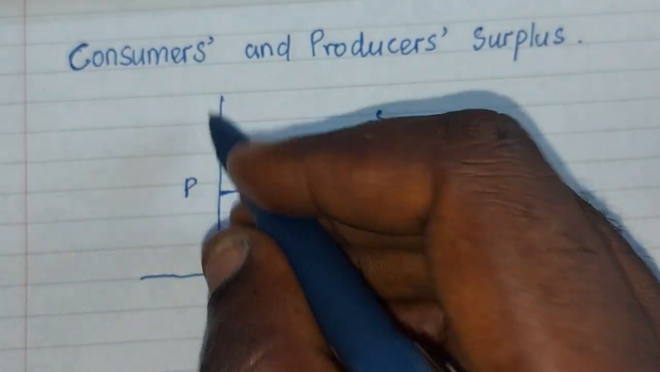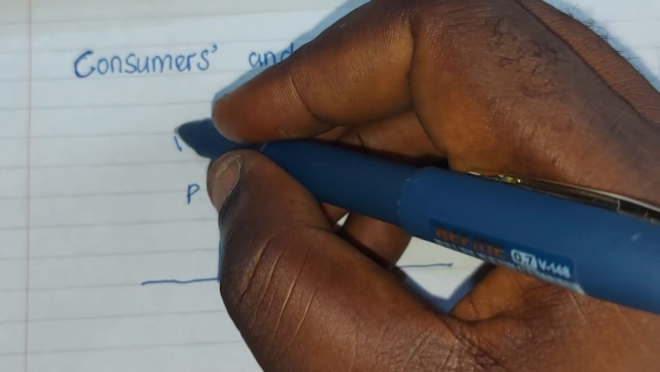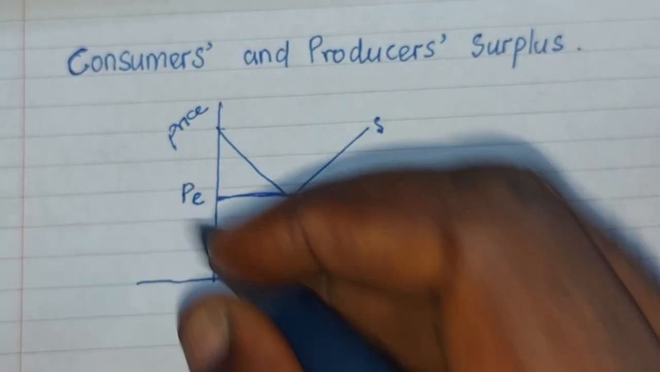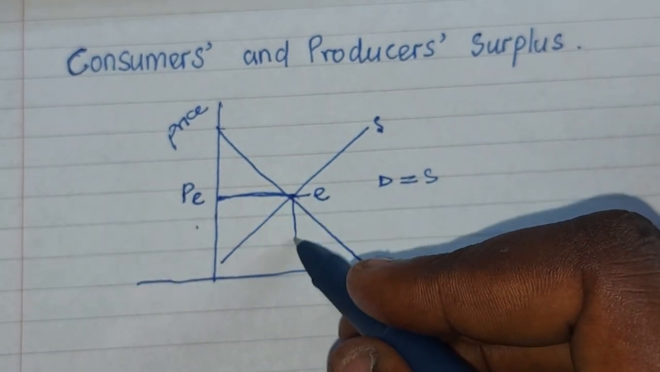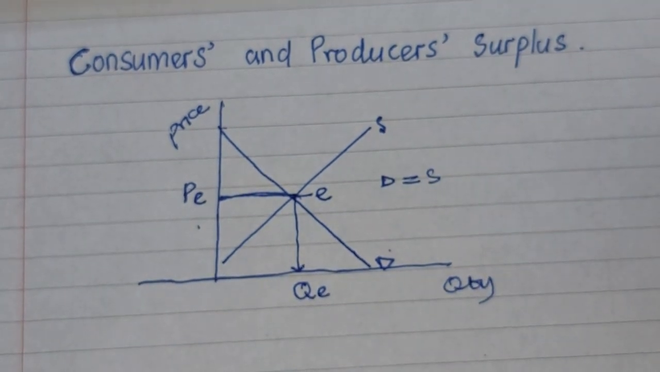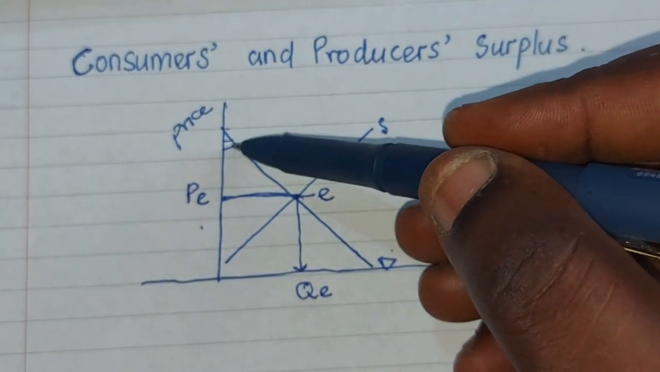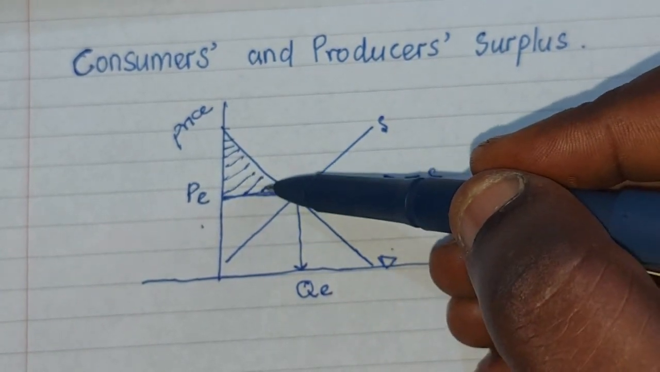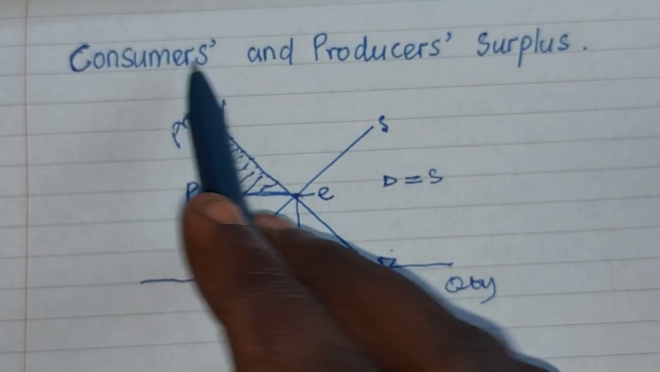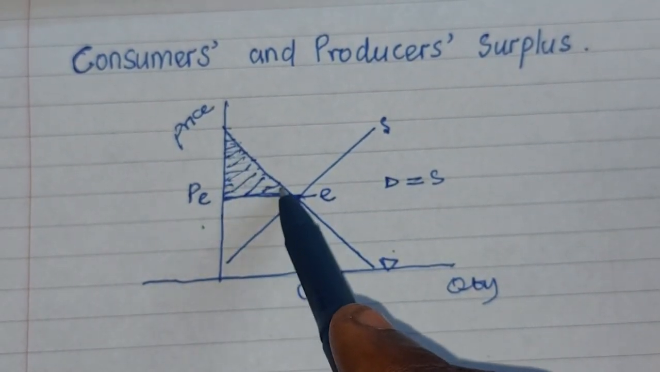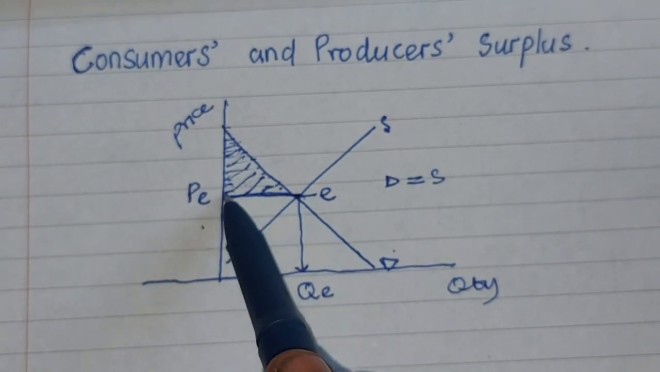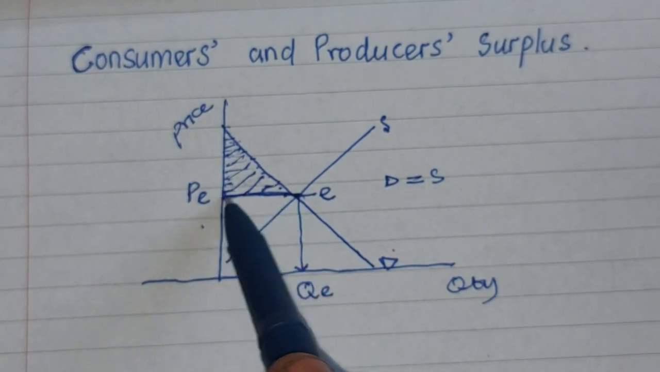This is called the price. So this is the price, and this is the quantity. So this price is called the equilibrium price, while this is called the equilibrium quantity. Now, if you look at this shaded portion, these are various prices the consumers are willing and able to pay, but on getting to the market, they discover that they can buy the products at a lower price.